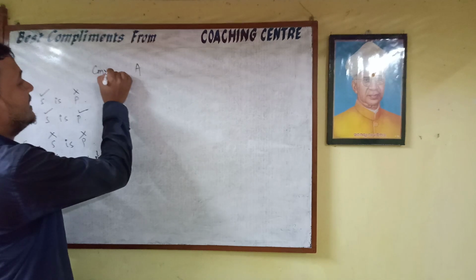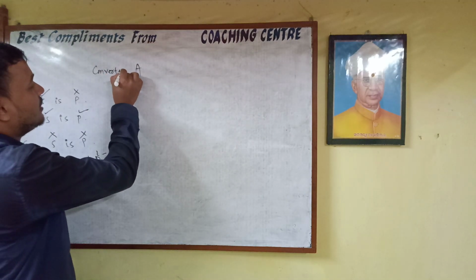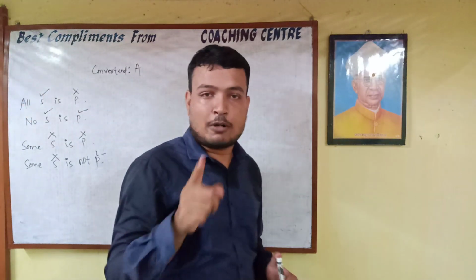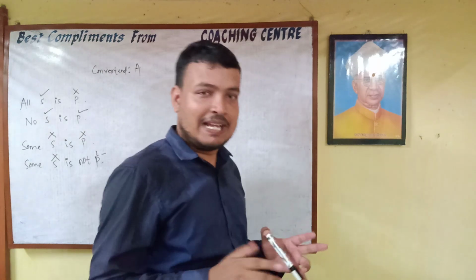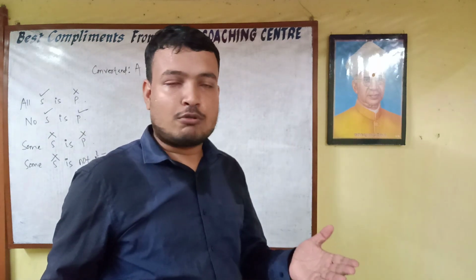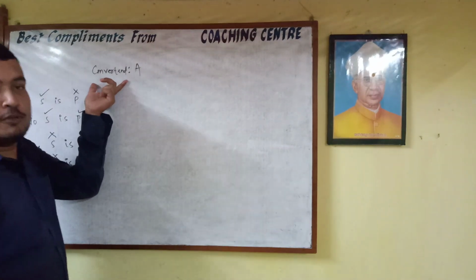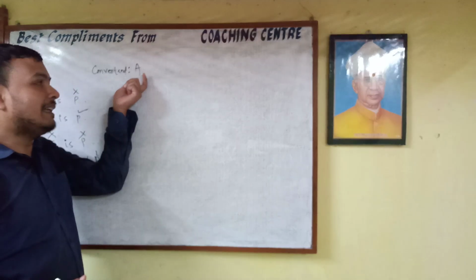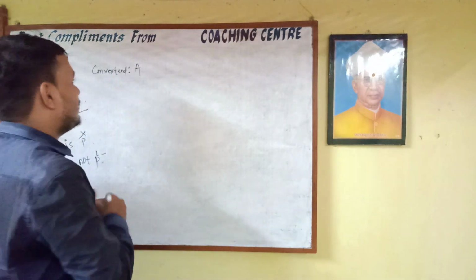As I have told you, the given proposition in case of conversion is known as the converting, and the derived proposition is known as the converse. So the given proposition is the converting, and it is an A type of proposition.